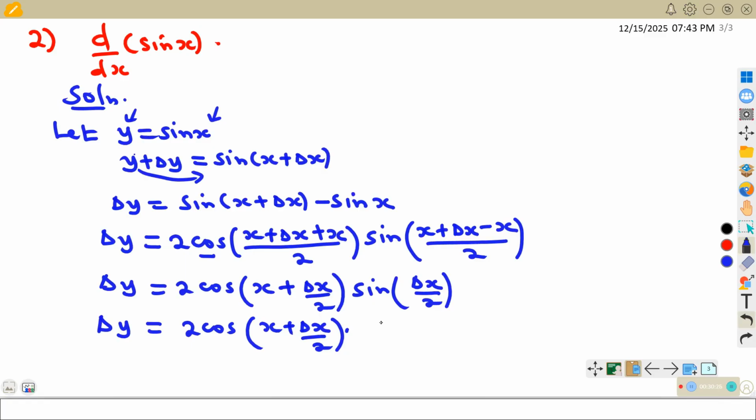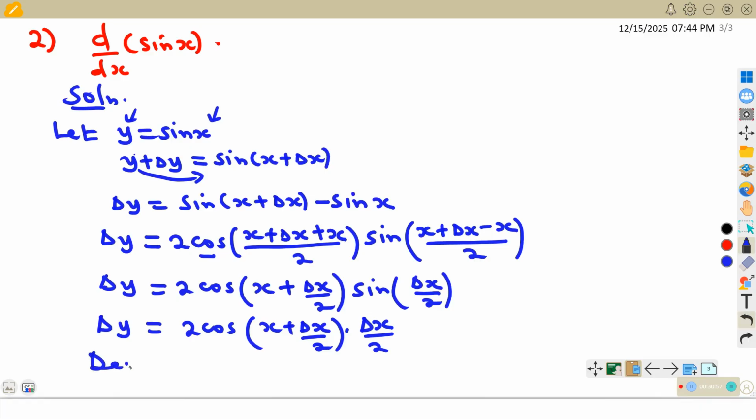What shall we put there? For delta x is a small angle that can be measured in radians, we shall put delta x over 2. Okay, that is very okay. So from this point, we shall now try to introduce delta x, and we shall introduce delta x by dividing through by delta x.